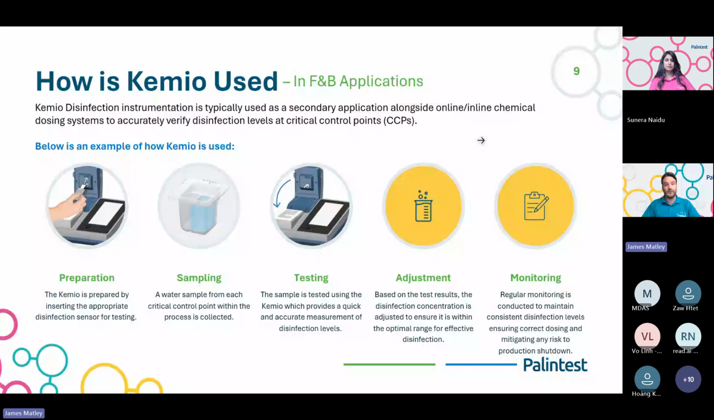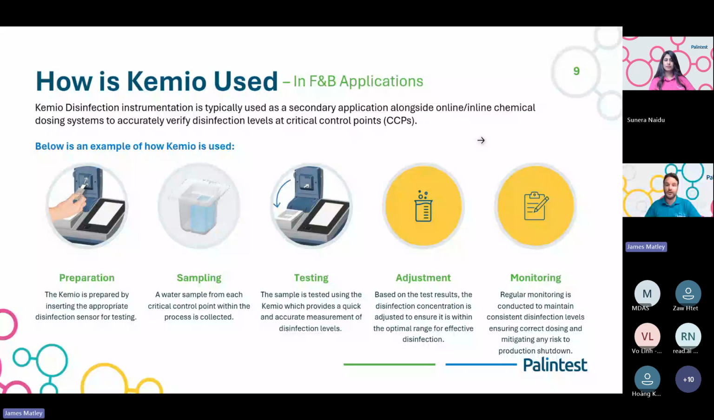From these results, you can adjust your process to either increase or decrease the level of disinfection used. So you have the optimal range that you want to operate your process in. And then it's cyclical. So you monitor, adjust, monitor, adjust. This constant process allows for optimization of your process.